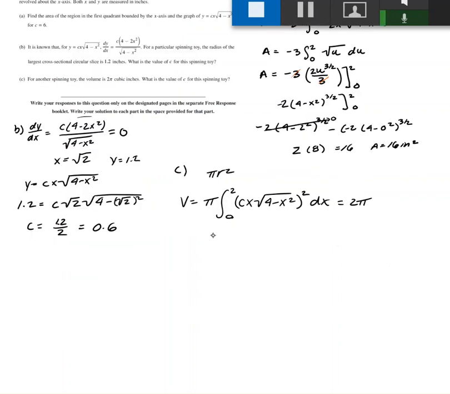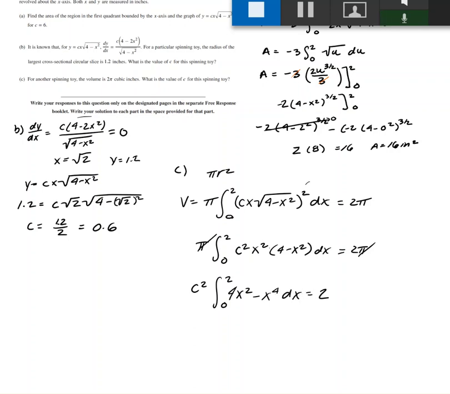So the first thing we are going to do is distribute this square over our function, and that's going to give us 4 minus x squared. And since c is a constant, we can pull that out front, and the 2 pi and the pi will cancel, right? We divide from both sides, so it's going to leave us with c squared, x squared, and then we're going to multiply that by the x squared and distribute. So there's the integral of 4x squared minus x to the 4th dx equals 2.